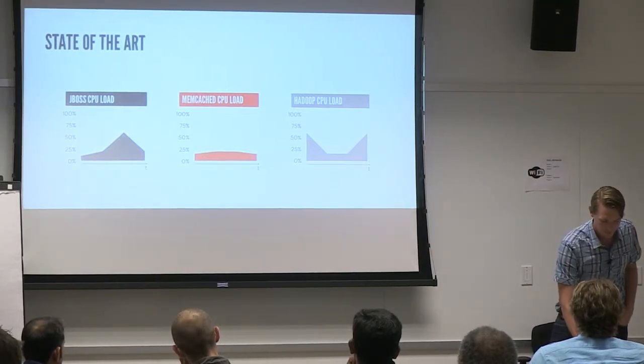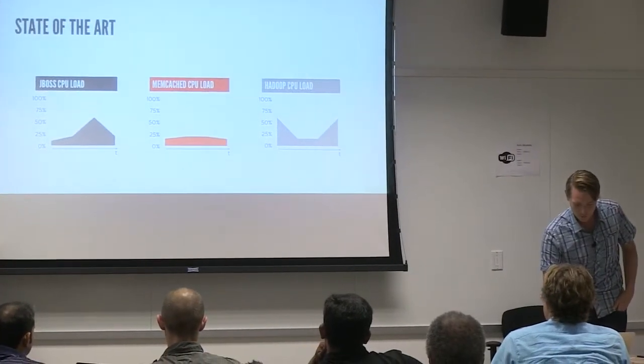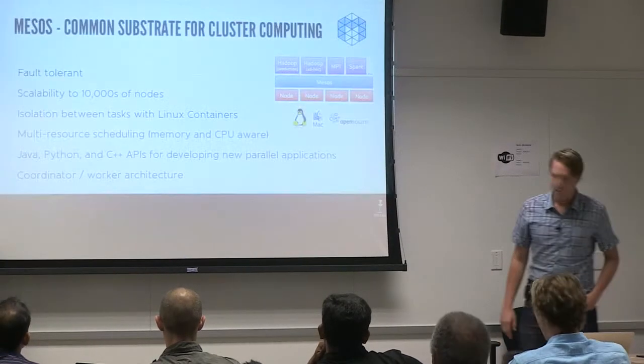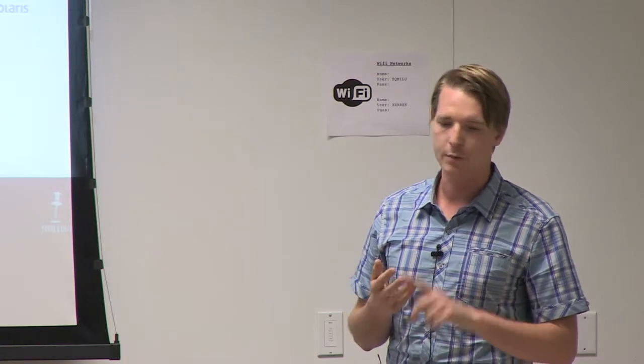Before we jump into how it looks with Mesos, let me give you a little bit of background about Mesos. With Mesos, you get fault tolerance and scalability to tens of thousands of nodes. You get isolation between tasks by using Linux containers. You get a multi-tenant cluster. The available APIs are Java, Python, and C++. I think Shopify just released Ruby bindings.